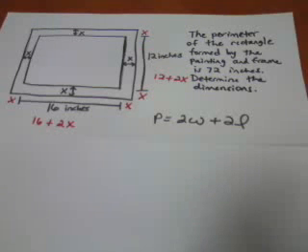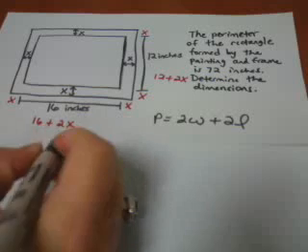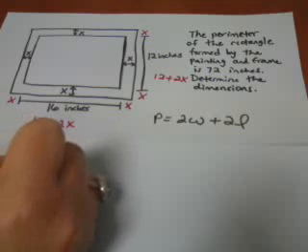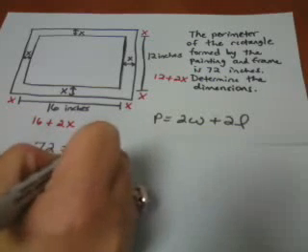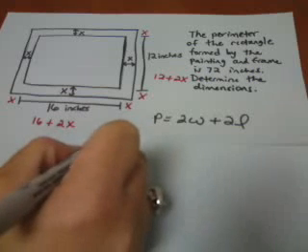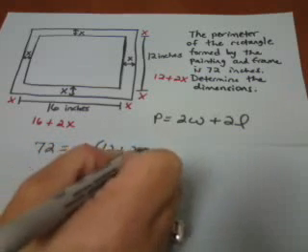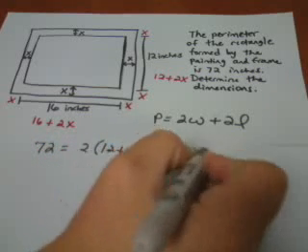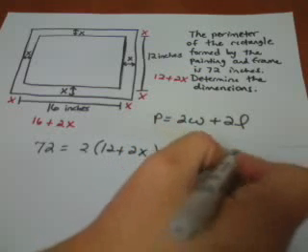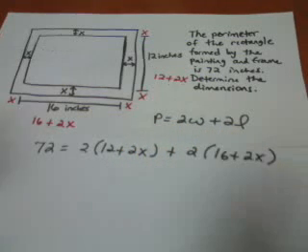So now we're going to start solving this problem and setting it up, because it does give us the perimeter in the problem, which is 72 inches. So the next thing we're going to do is set up our equation. So I'm going to get 72 equals 2 times my width, which is 12 plus 2x, plus 2 times my length, which is 16 plus 2x. Okay, once you get it to this point, a lot of you will be able to solve it with no problems at all. It's getting it to this point that's a little bit difficult.